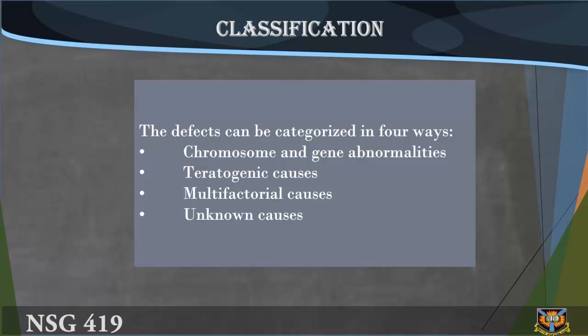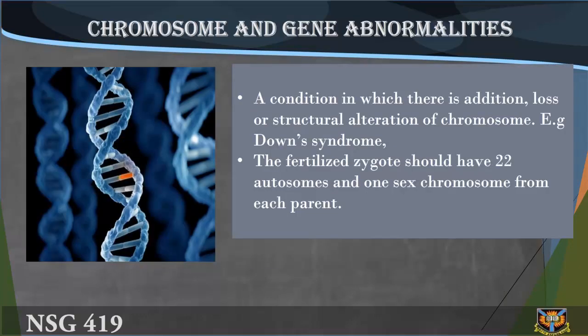Classification. The defect can be categorized in 4 ways: chromosome and gene abnormalities, teratogenic causes, multifactorial causes, and unknown causes. Chromosome and gene abnormalities. A condition in which there is addition, loss, or structural alteration of chromosome, e.g. Down syndrome. Each human cell carries a blueprint in form of 44 chromosomes, autosomes, and 2 sex chromosomes. Each comprises a number of genes which are portions of DNA coded for a particular protein.